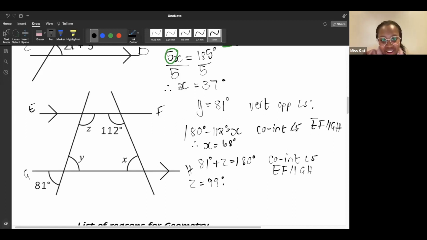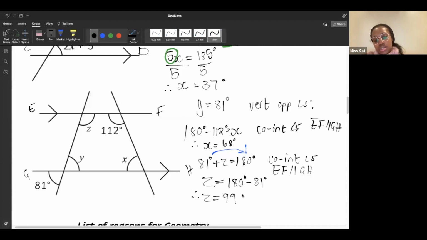Someone asks, please explain how we subtracted 81 from 180 with the z. So it was 81 plus z is 180. This 81 has to go over to the other side. If it goes over, it changes signs. If it was positive, it now becomes negative. So it's going to be 180 degrees minus 81 degrees. That's how we ended up with z is 99 degrees.